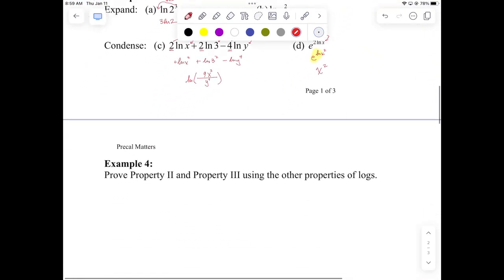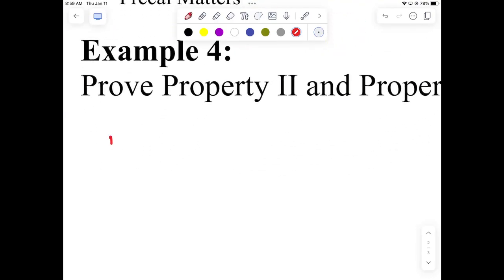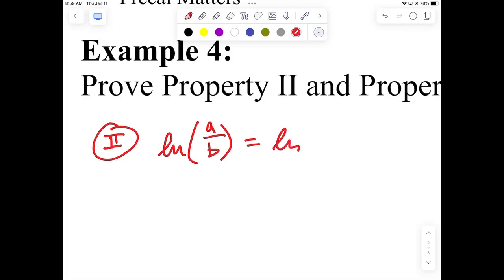Let's look at example 4. It says to prove property 2 and property 3 using the other properties of logs. This gives you an idea of how you can manipulate things abstractly without real numbers. Property 2 is this. Remember, property 2 said the natural log of A divided by B is the natural log of A minus the natural log of B.